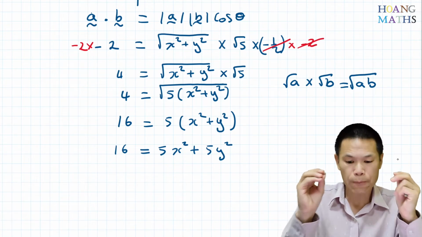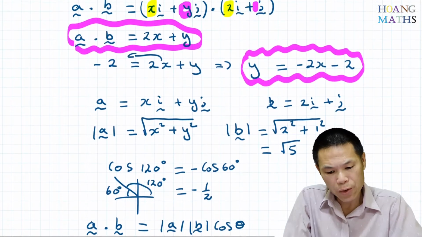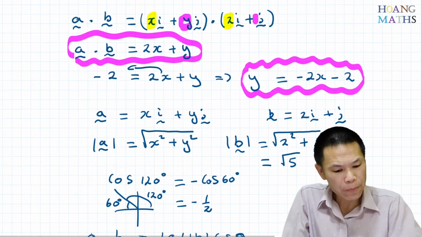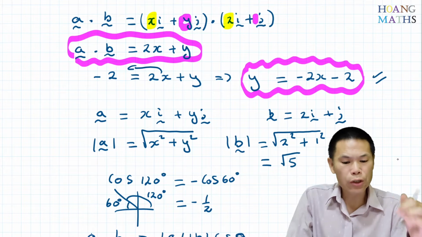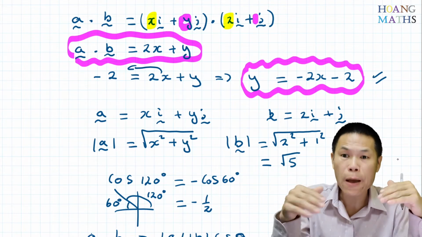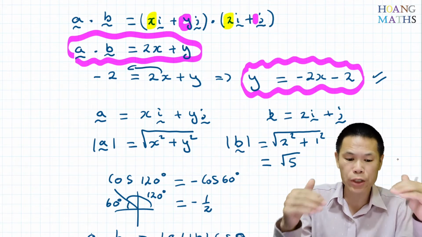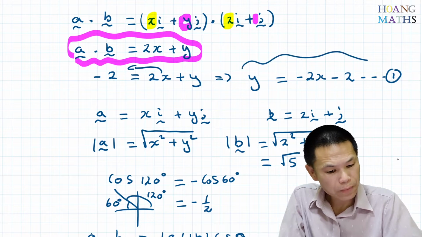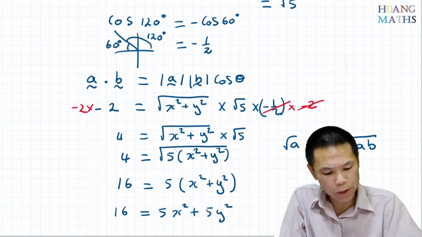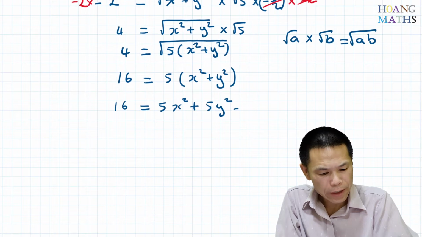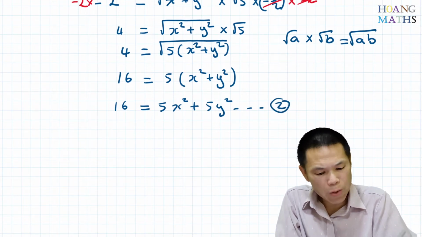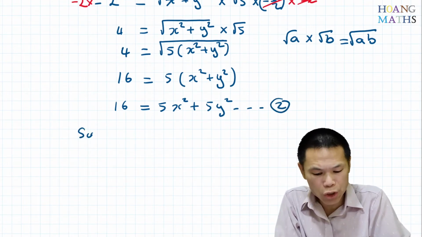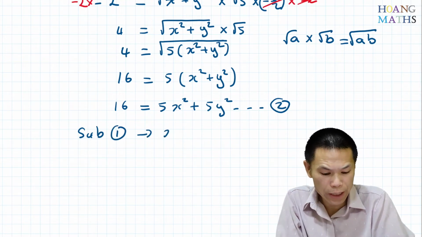Now to solve for this, we know that earlier we also worked out y is equal to this. So y is equal to negative 2x minus 2. So I just substitute that equation in. So let me just name this equation number 1, okay? Equation number 1. And then this is equation number 2, okay? So it makes it easier. So now what I do, I'm going to substitute equation number 1 into equation number 2.